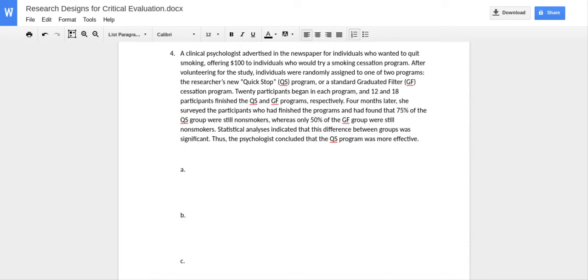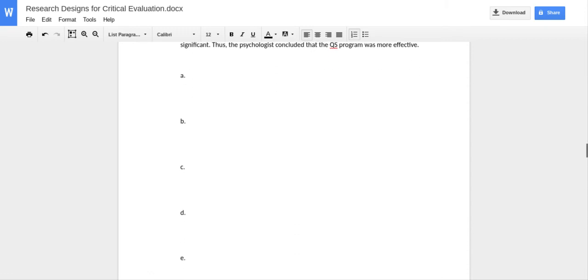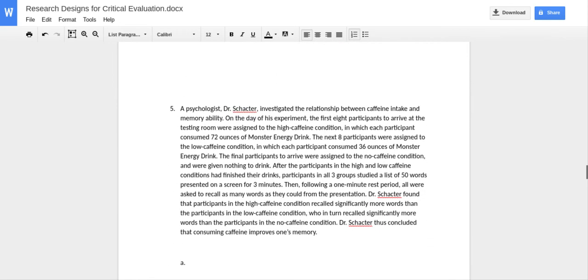What type of design is this? What are the variables? What is the conclusion? Is it a good conclusion? And are there flaws, and what are they? Number 5, if you so choose.